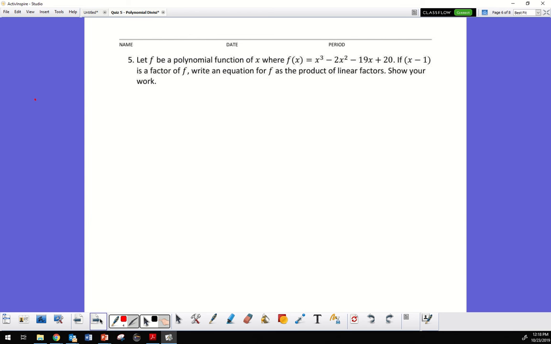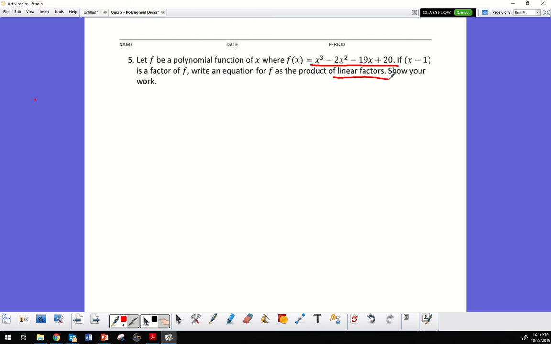It says a function of x where f of x is equal to all of this. If x minus 1 is a factor of f, write an equation for f as a product of linear factors. Linear factors. This goes along with what we did for Roman numeral 15. So that's what we did Friday of last week. We did some factoring to go along with this.